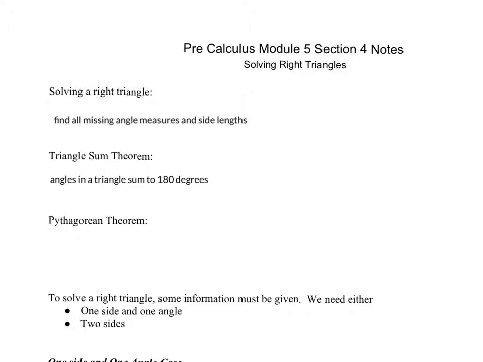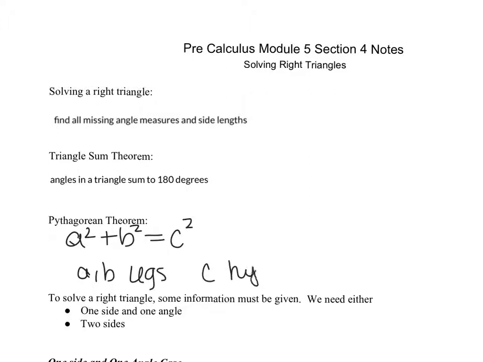And then our second one is the Pythagorean theorem, which I hope you're all familiar with. It is a squared plus b squared equals c squared, where a and b are the legs of the right triangle and c is the hypotenuse.